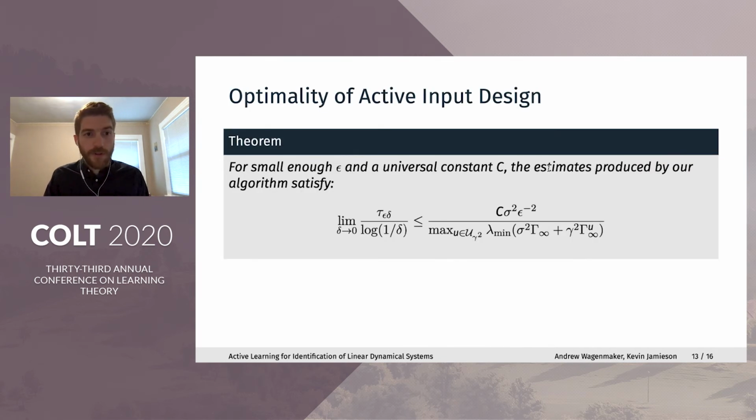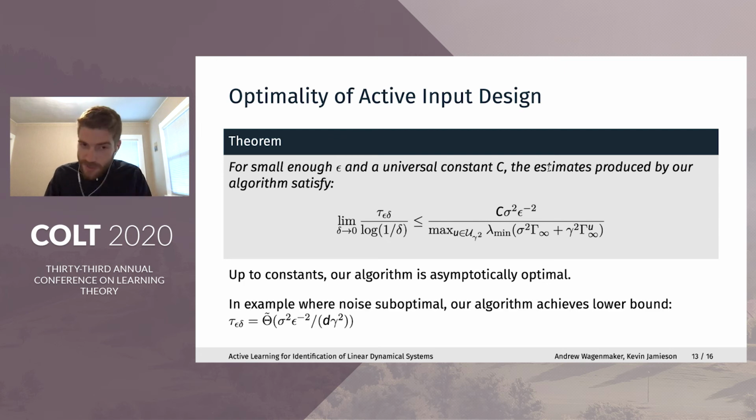And running this algorithm, we have the following theorem: for small enough epsilon and some universal constant c, the estimates produced by our algorithm satisfy that the limit as delta goes to 0 of tau epsilon delta over log 1 over delta is upper bounded by some constant times sigma squared epsilon to the negative 2, divided again by this minimal eigenvalue when the optimal inputs are being played. So we see that up to constants, our algorithm is asymptotically optimal. And of course, in the example where the noise is suboptimal, our algorithm achieves the lower bound. And so we have here an algorithm that provably improves on simply exciting a system by noise, and that provably gets the optimal sample complexity.